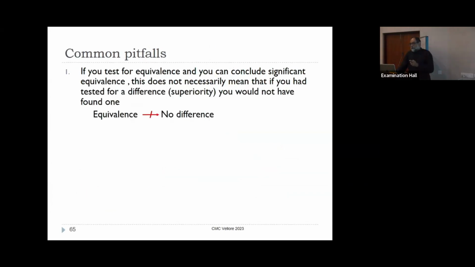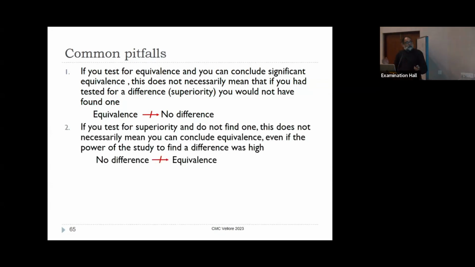So, common pitfalls. If you test for equivalence and you can conclude significant equivalence, this does not necessarily mean that if you had tested for superiority, you would not have found one, because you may have different deltas and gammas, for example. And if you test for superiority and do not find one, this does not mean that you can conclude equivalence, even if the power of the study to find the difference was high. So again, these things are not interchangeable, not compatible. They're different concepts. And how do you know which one you're doing?